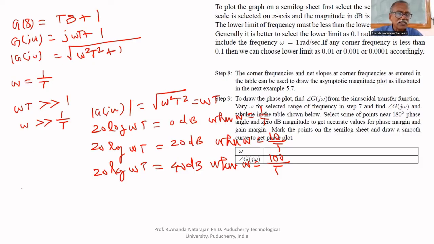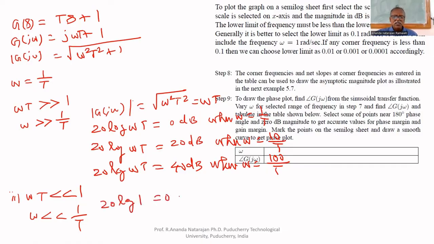But up to the corner frequency, that is the second case, omega tau is far less than 1, that is, omega is far less than 1 by tau. Therefore, any point on the left-hand side of the corner frequency, 1 is negligible. That is 20 log 1, that is equal to 0 dB. Any point less than 1 by tau is negligible. Any point greater than 1 by tau is considerable, and you have to draw it.